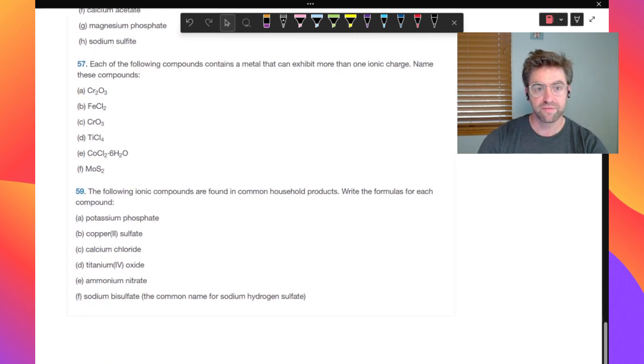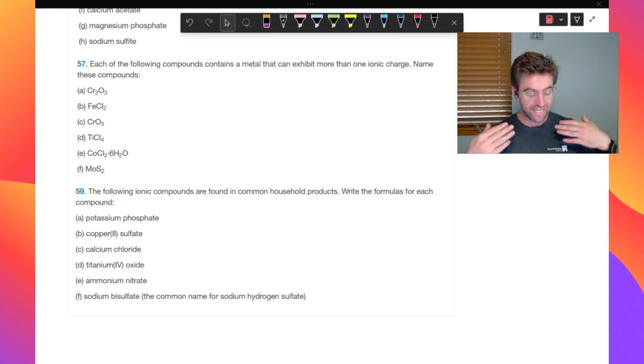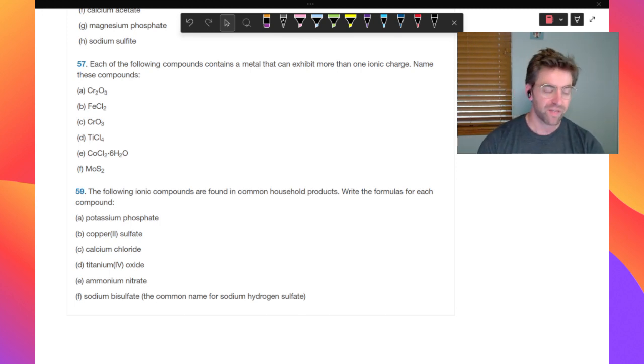All right, 57. Each of the following compounds contains a metal that can exhibit more than one ionic charge. Name these compounds. I mentioned at the beginning of this live stream that chromium has a couple different possible charges and that would be important later. Our moment has come. So chromium oxide.